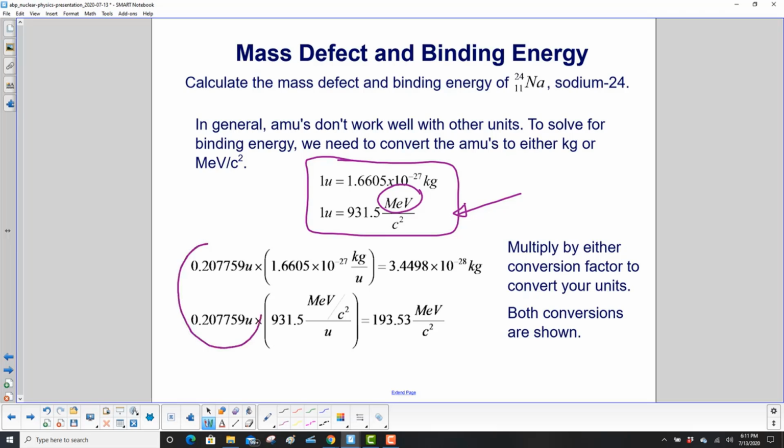So here's our atomic mass units. We convert it to kilograms by multiplying by the number of kilograms in an atomic mass unit, and we get this many kilograms. Or we multiply it by this factor, and we get 193.53 MeV per c squared.